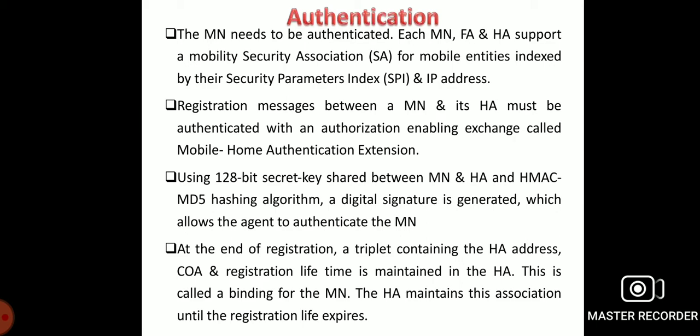At the end of the registration, a triple containing the home agent address, COA and the registration lifetime is maintained in the home agent. This is called the binding of the mobile node. The home agent maintains this association until the registration lifetime has expired.